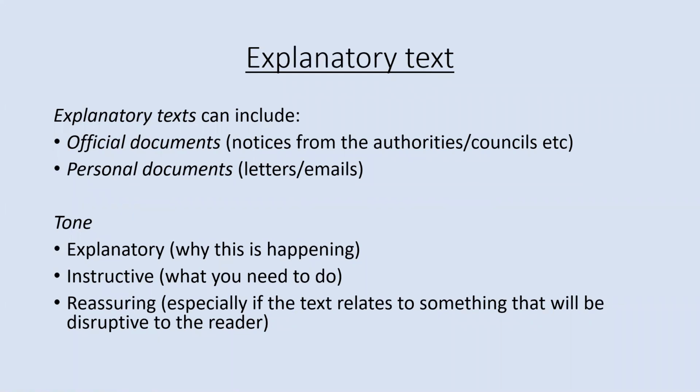Explanatory texts can include official documents, so things like notices from authorities and local councils, and personal documents, letters and emails from friends and family. The tone of an explanatory text is, surprise, surprise, explanatory, because they are there to tell you why something is happening. They're instructive because they should tell you what you might need to do, and they can be reassuring, especially if the text relates to something that will be disruptive to the reader's life.